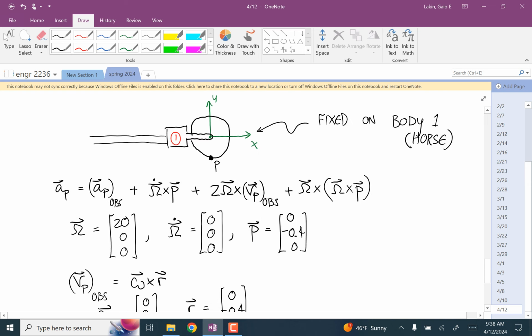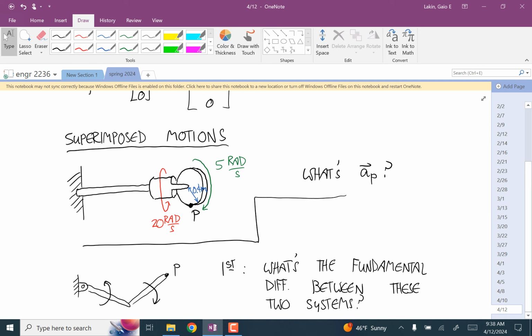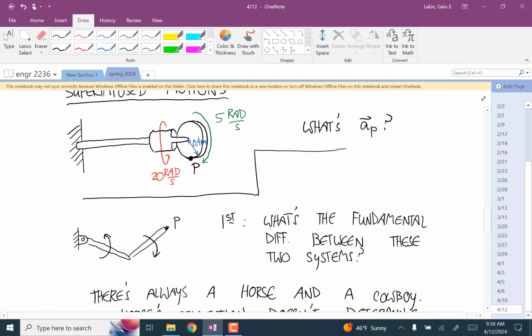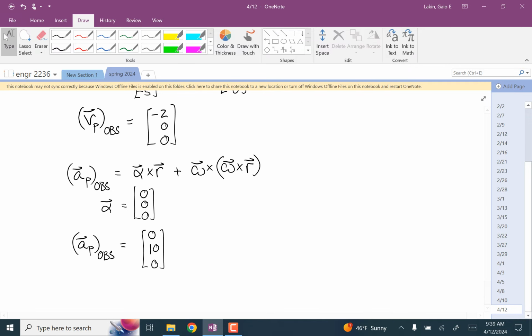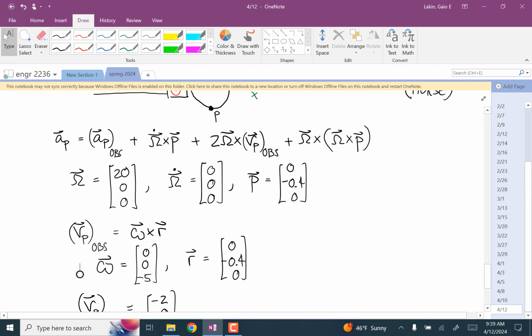I mean, essentially, since there's no angular acceleration of this body, if you assume that the horse is fixed, the only acceleration is centripetal, and it's going to be equal to 5 squared times r, toward the center, and that's what we got. Now you just put it into this equation. We derived this equation last time. Now it's just a formula like any other formula.